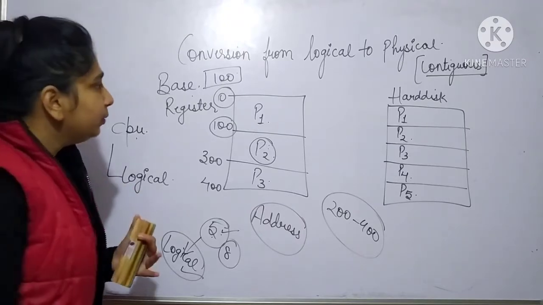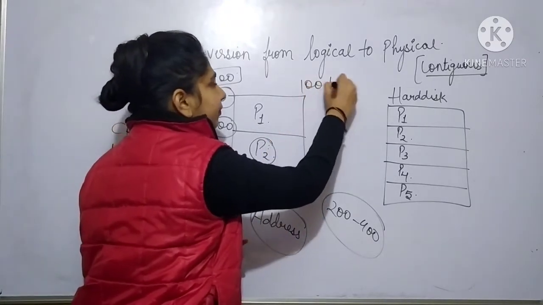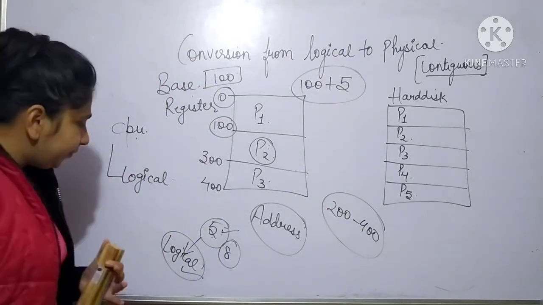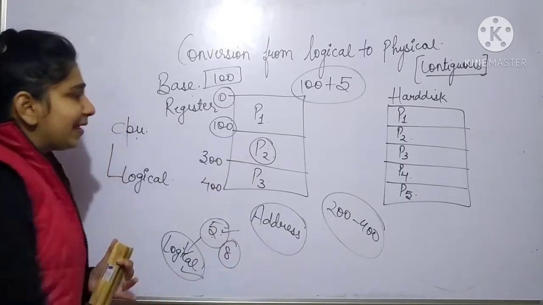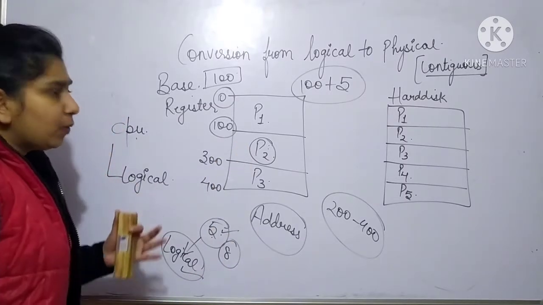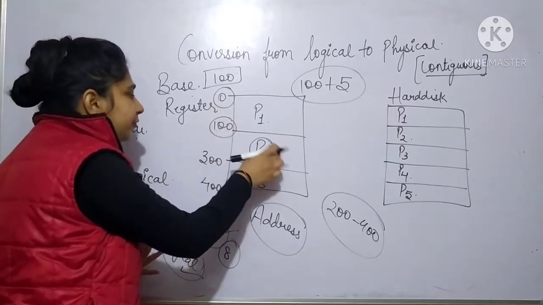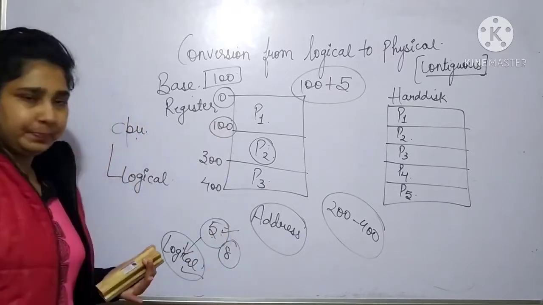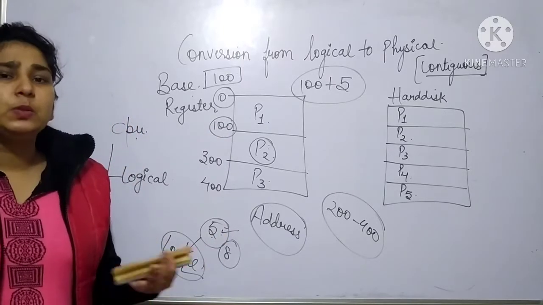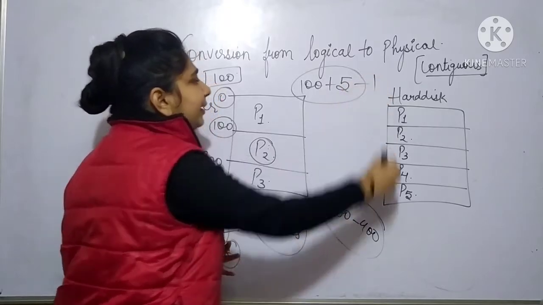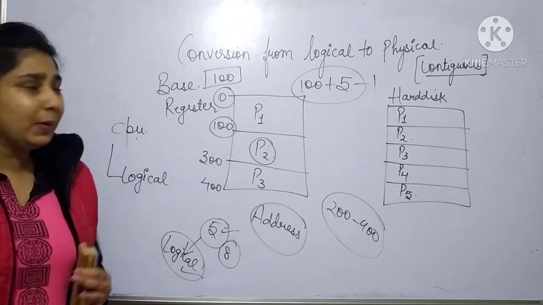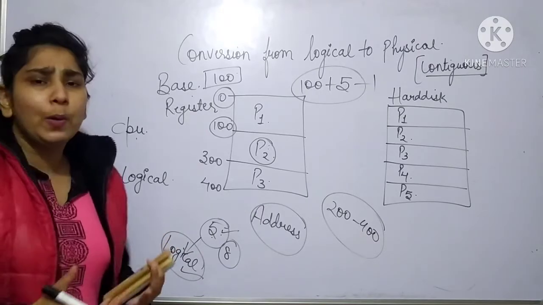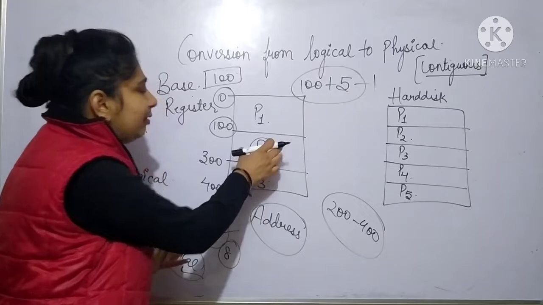Okay, what will you do? 100 plus 5. Okay, this way we are going to get the 5th instruction of the process P2. You find out the starting address of the process P2 and you add which instruction you need. Sometimes you can subtract 1 also. I'm just giving you the basic overview of how we are going to fetch the instruction from the main memory.